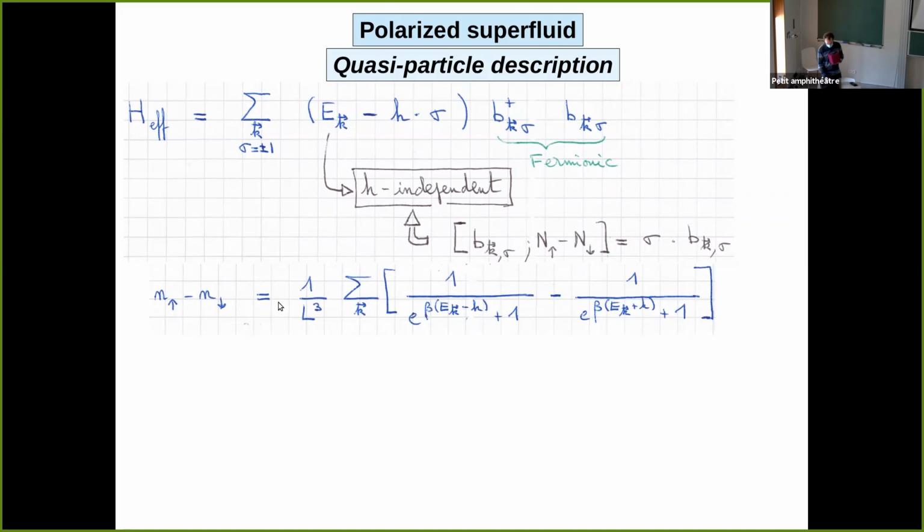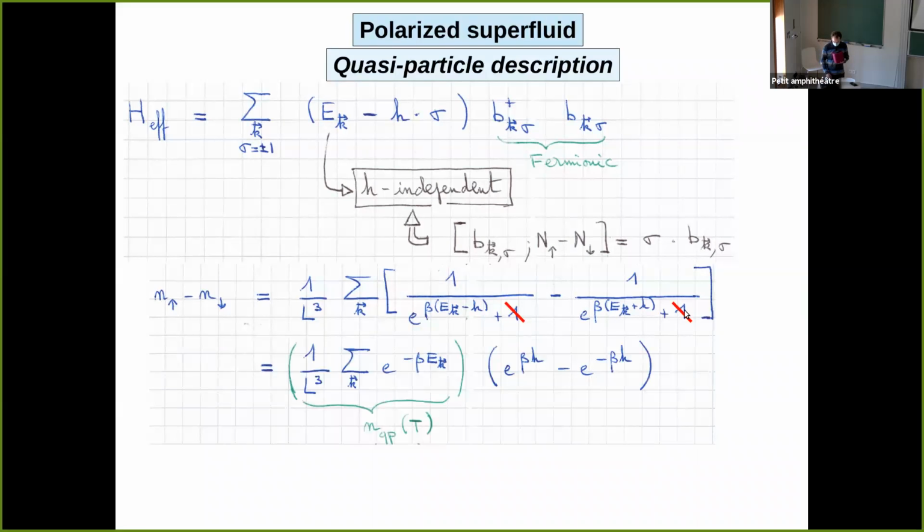Then once you have this simple quadratic Hamiltonian, you can of course easily compute the magnetization. It will just be given by this difference of Fermi-Dirac distributions. Actually, we are in a regime where the quasi-particles are dilute enough so that we can forget about the Fermi statistics. And then the expression simplifies, it factorizes like this. So the dependence on H is just this hyperbolic sine. And here you have the density of thermally activated quasi-particles at zero Zeeman field.